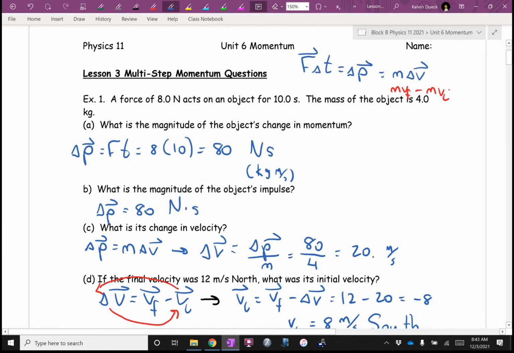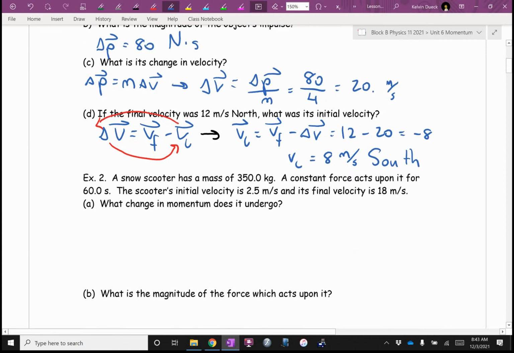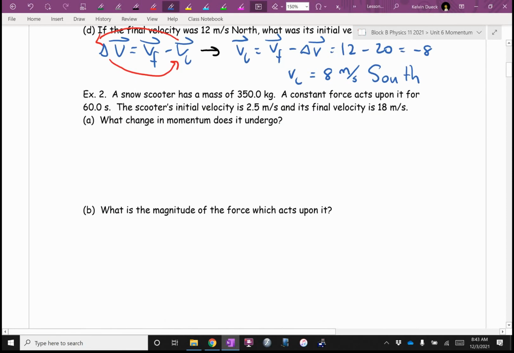There's a lot of information packed in there. Example 2. A snow scooter has a mass of 350 kilograms. A constant force acts on it for 60 seconds. The snow scooter's initial velocity is 2.5 meters per second, and its final velocity is 18 meters per second. Okay.